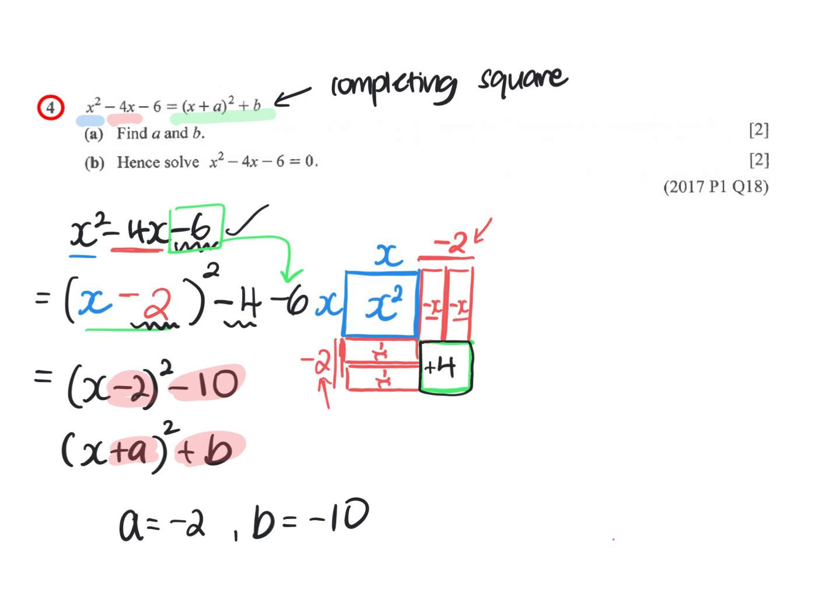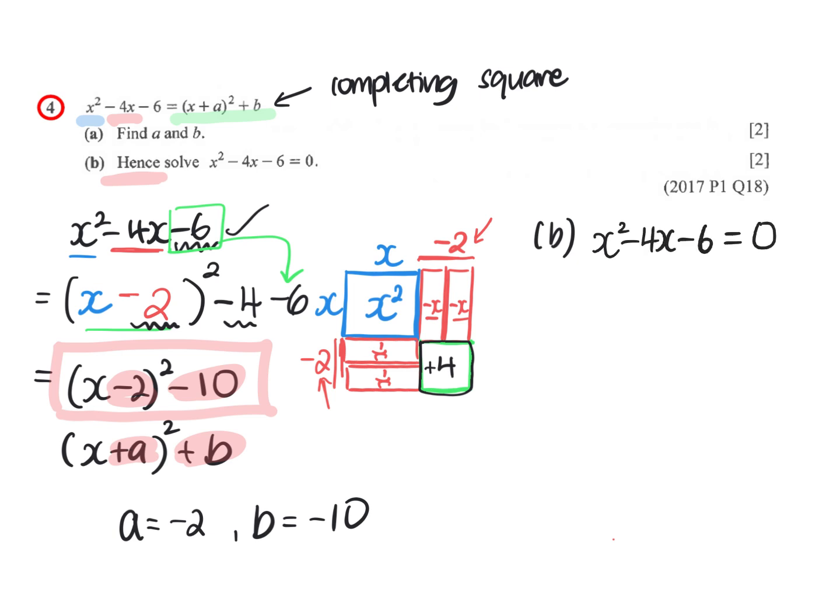Alright, now let's move on to part B. The question says "hence solve." Hence, that means you are expected to use your previous answer to help you solve the equation. So we know that the equation is x squared minus 4x minus 6 equals 0. This whole portion I've done completing square for, so I can replace it by my answer: x minus 2 whole thing squared, subtract 10, equals 0.